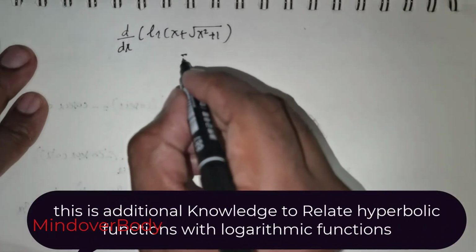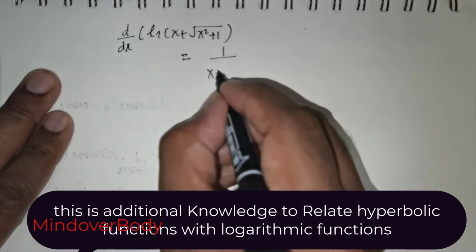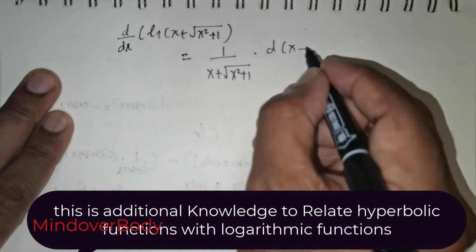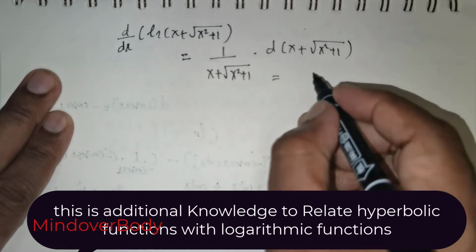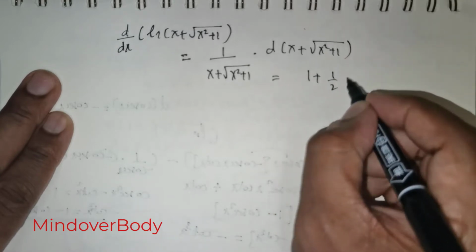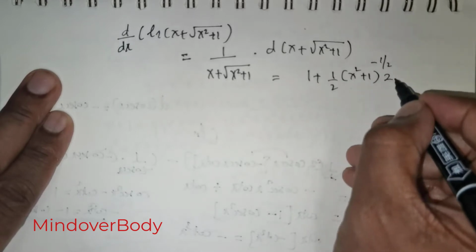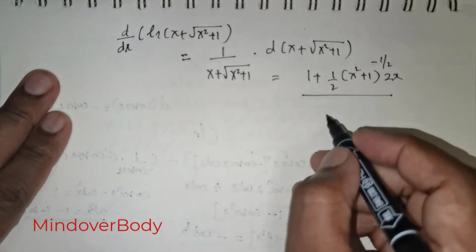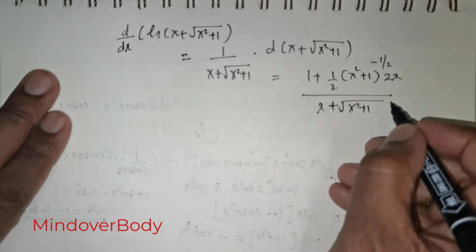Now if I were to differentiate this would produce 1 over x positive root of x squared positive 1 times differentiation of x positive root of x squared positive 1, which can be rewritten as differential of x is 1, differentiation of root of x squared positive 1 is going to be 1 over 2 times x squared positive 1 raised to the power of negative half times differentiation of x squared, which is 2x. This is divided by x positive root of x squared positive 1.